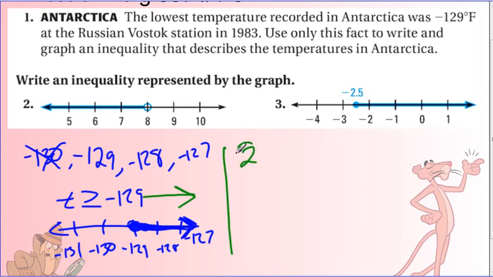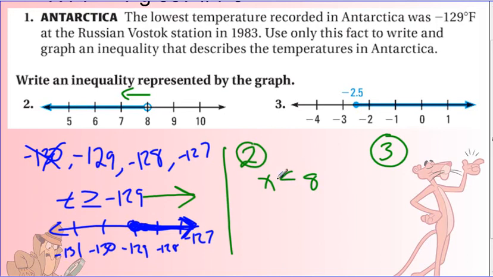So 2, 3. Alright, number 2. So first off, we just need our variable. So we'll call it x and something 8. I know it's 8 because that's where the dot is. So x is something 8. Okay, so let's look at this. The shading that way. So let's use that arrowhead trick in reverse. If we're shading that way, we'd use that symbol, less than. You're shading numbers less than 8.